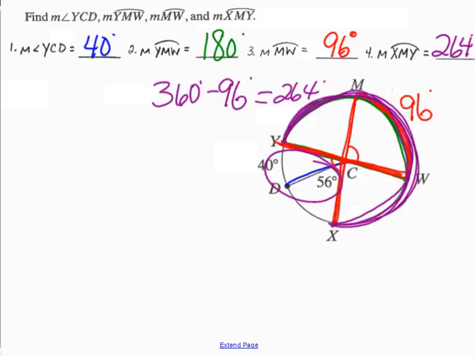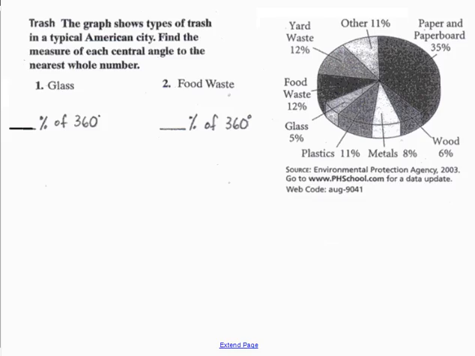All right, moving on. The graph shows types of trash in a typical American city. Find the measure of each central angle to the nearest whole number.